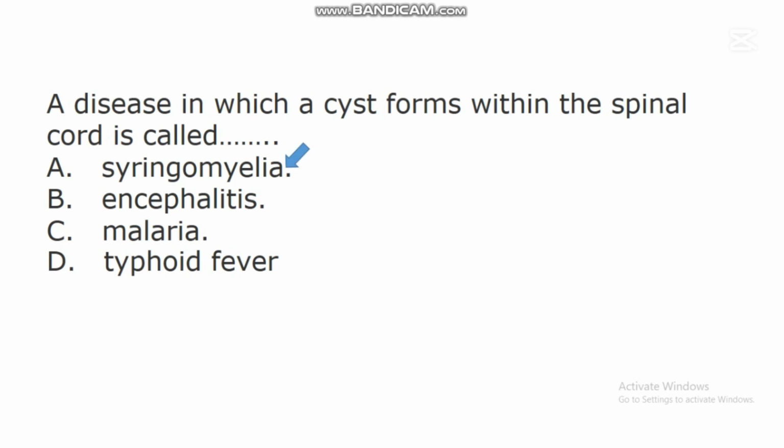Syringomyelia. Syringomyelia is a disease in which a cyst forms within the spinal cord. It's a disease in which a structure known as syrinx or cyst forms within the spinal cord. And when this cyst forms within the spinal cord, it will affect the activities of the spinal cord. It will affect the way the spinal cord functions.